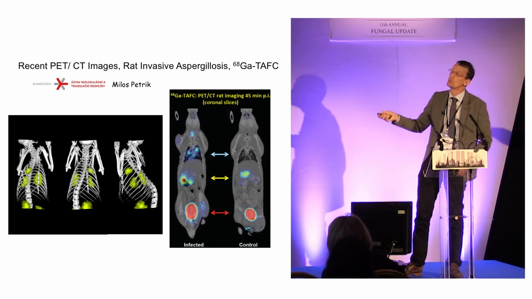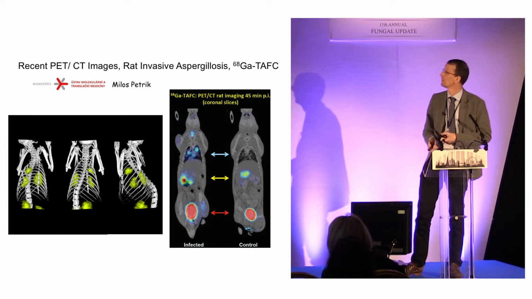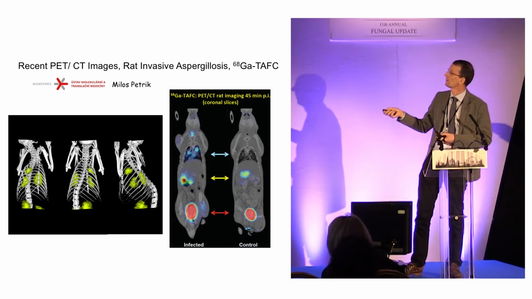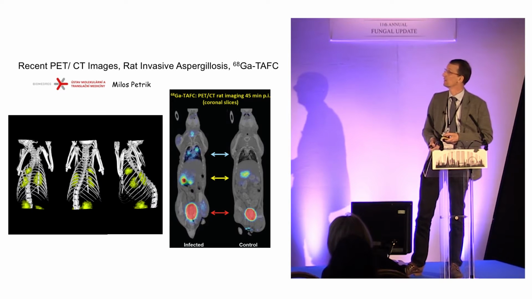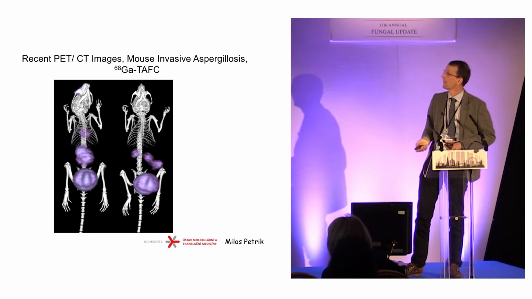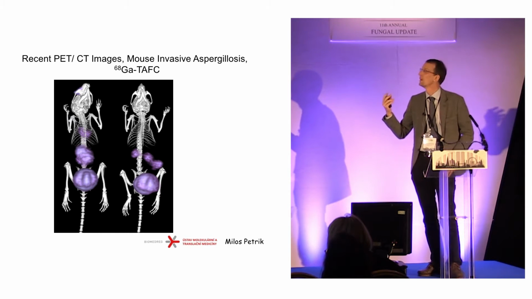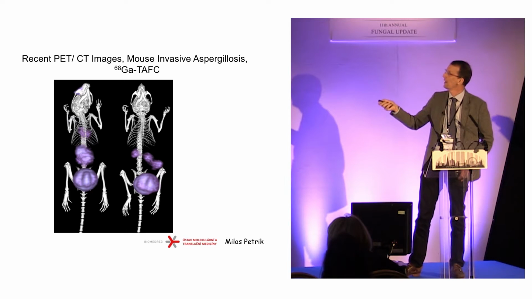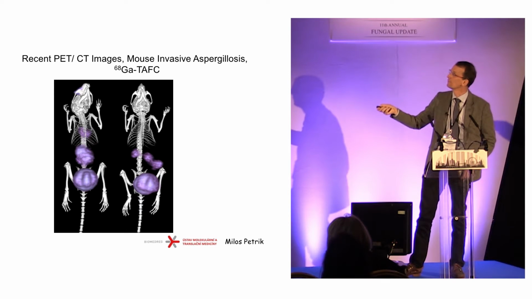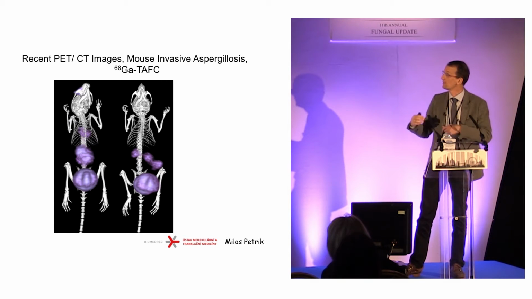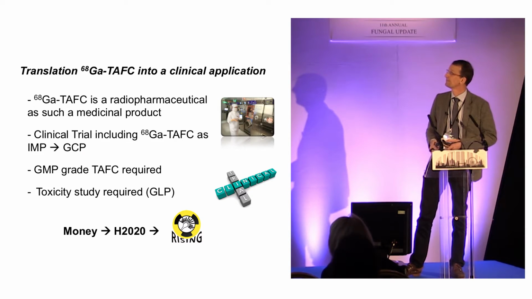lung, where the blue signal indicates specific uptake of the gallium-68 labeled TAF-C, which is not there in the control animal. We also did other models. This is the mouse model that many of you may know, the intranasal model. And you see here the normal mouse, and this is the infected mouse, where you again see the pulmonary infection and the renal system and the bladder that has a lot of radioactivity due to the excretion of the compound.